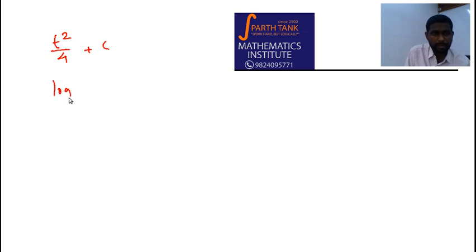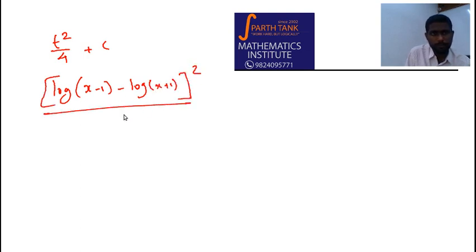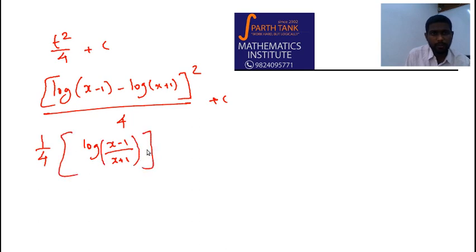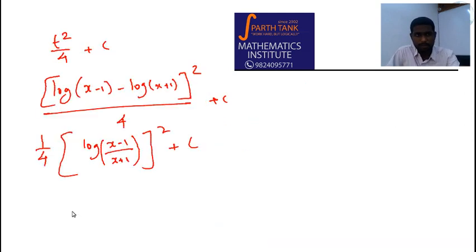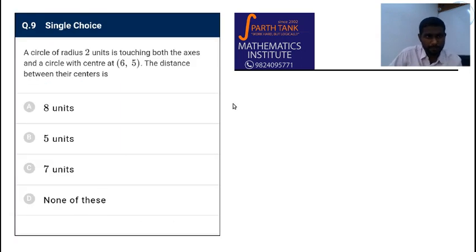And what is t square? It is log of x minus 1 minus log of x plus 1 the whole square. Now this numerator can be simplified as x minus 1 by x plus 1 and the whole square plus c. So this gives us option 1 by 4 log x minus 1 by x plus 1 the whole square plus c. Very simple question.